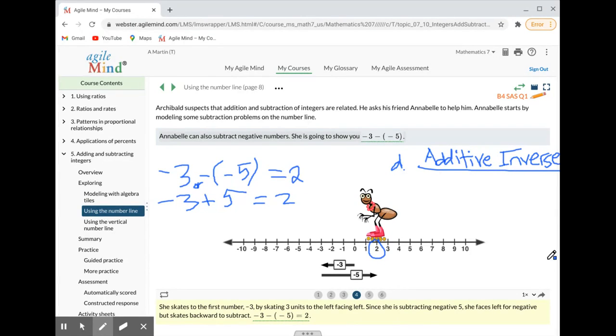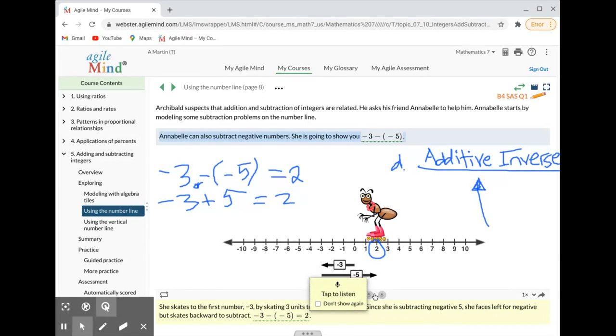All right, and remember that the additive inverse is also known as what? The opposite. Good job. So anytime you see the opposite, we need to think what word? Additive inverse. Perfect. Good job. All right. So let's go ahead and take a look at number 5.